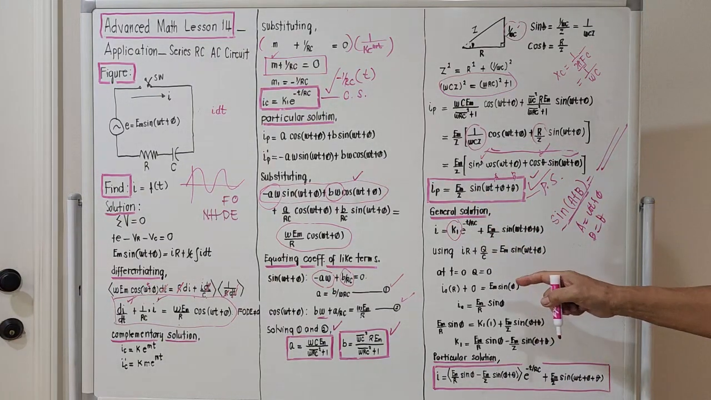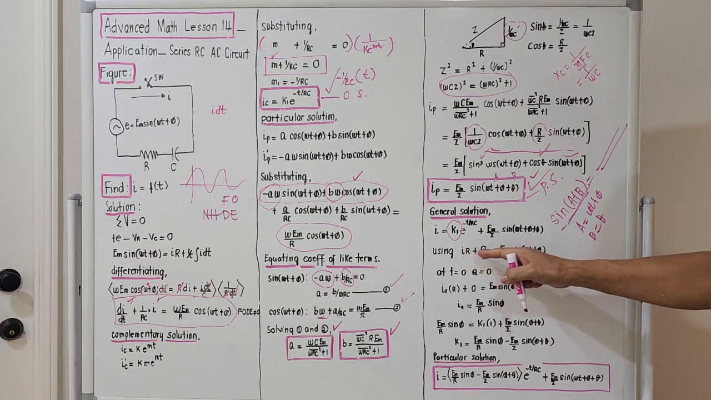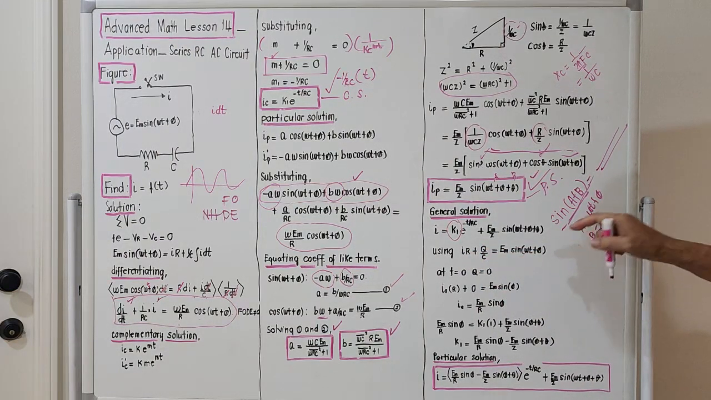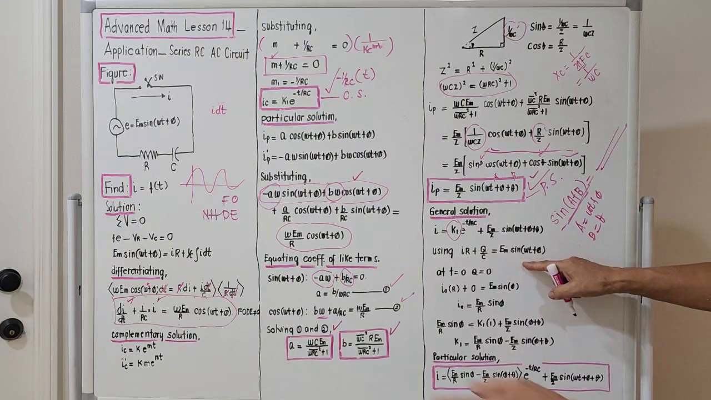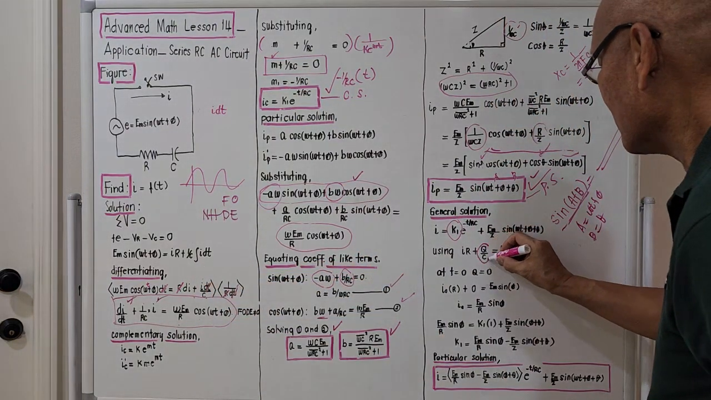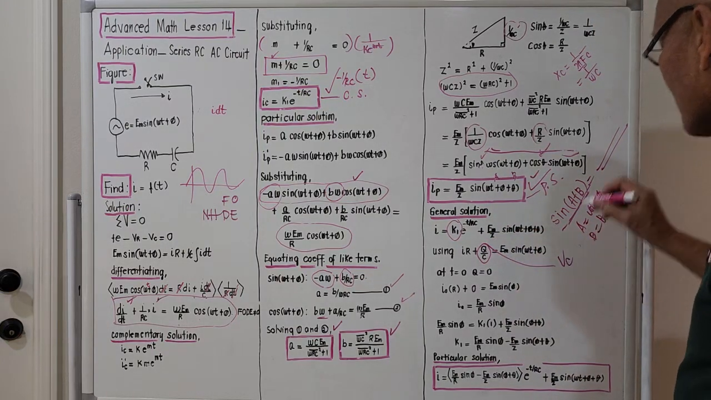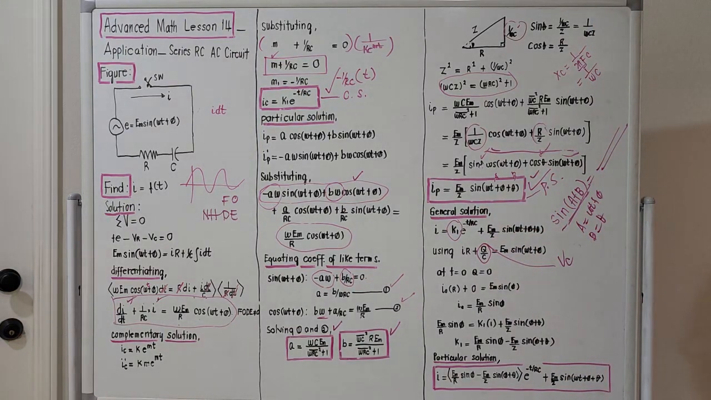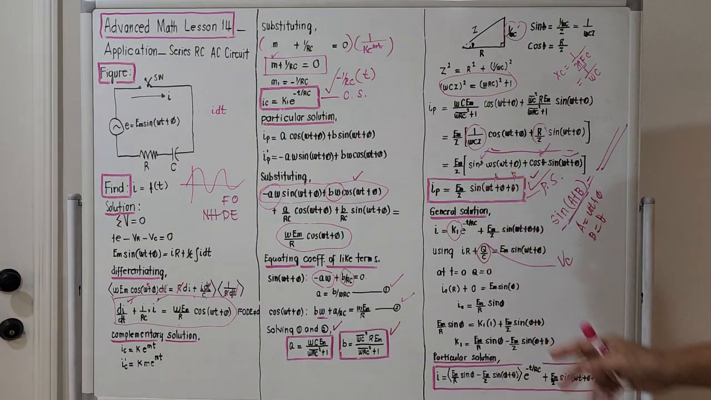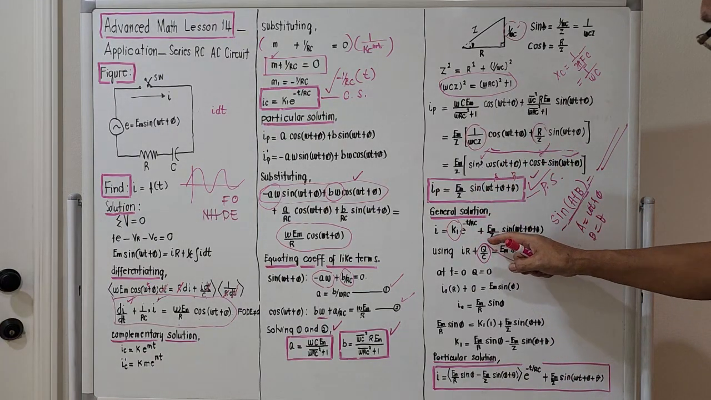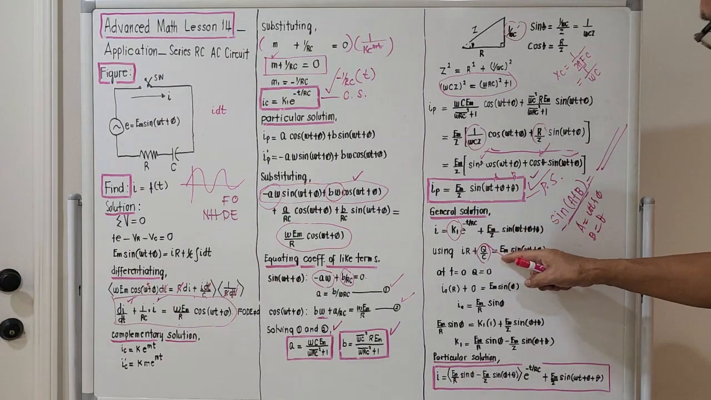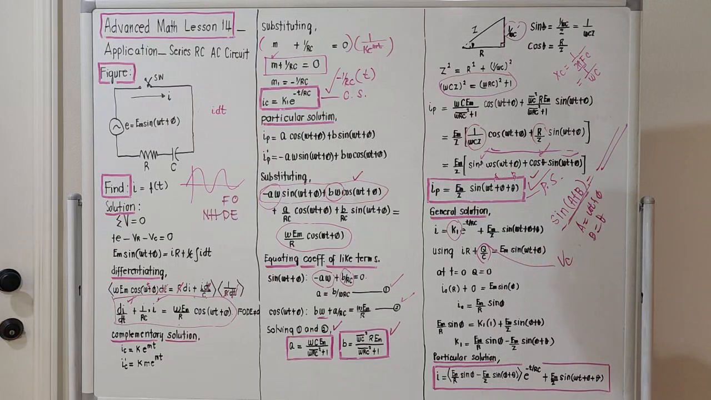Okay, using the equation IR plus Q over C equal to E sub m sine of omega t plus angle P. That's the original equation. Q over C is actually V sub C, the voltage across the capacitor. The voltage across the resistor is the product IR. The voltage across the capacitor is actually the charge over the capacitance. And this should be equal to E sub m sine of omega t plus angle P.